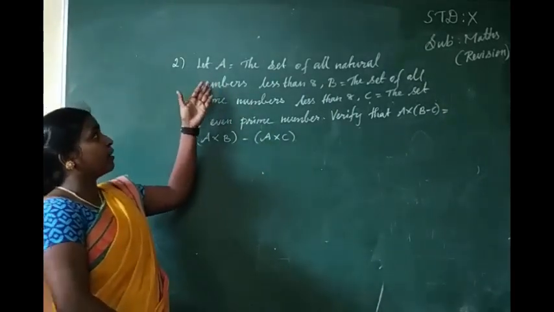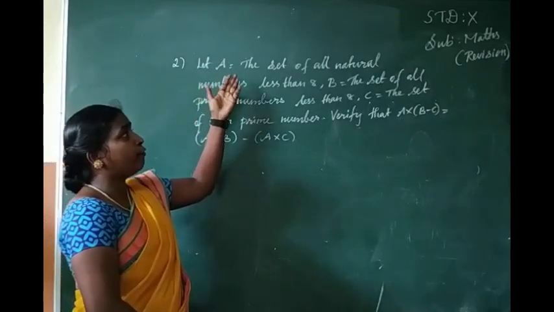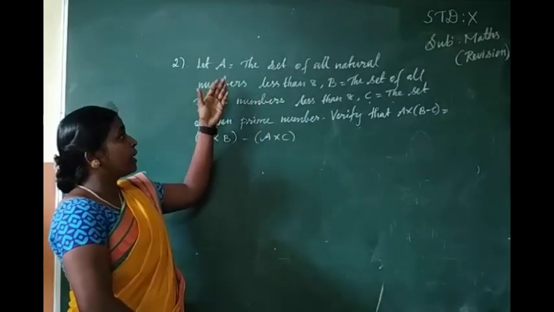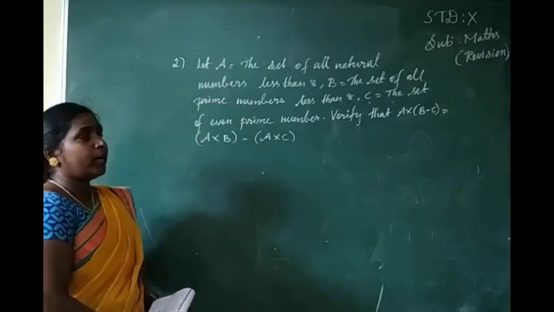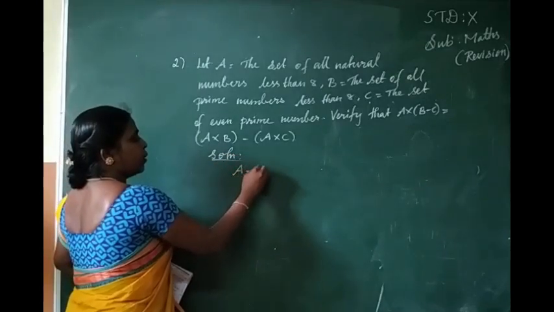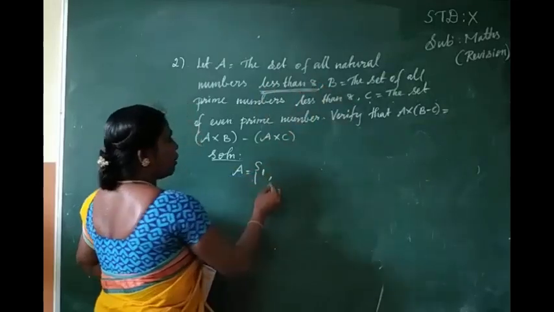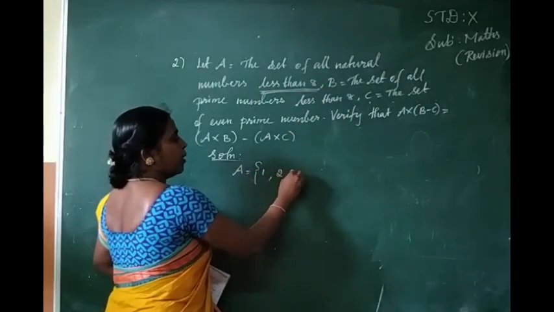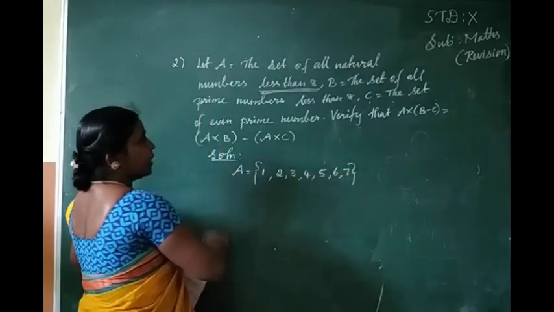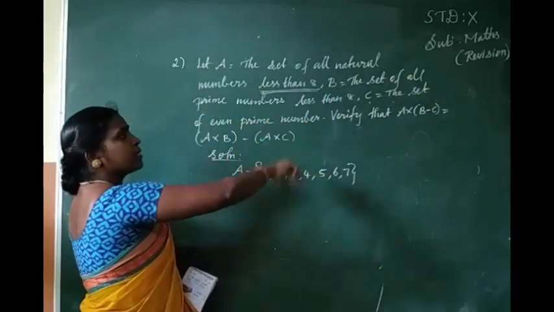So first you have to write this set. That is important. So what is given? A equal to the set of all natural numbers less than 8. Natural numbers start from 1, so set A is 1, 2, 3, 4, 5, 6, 7, starting from 1 but less than 8, so up to 7. This is set A.